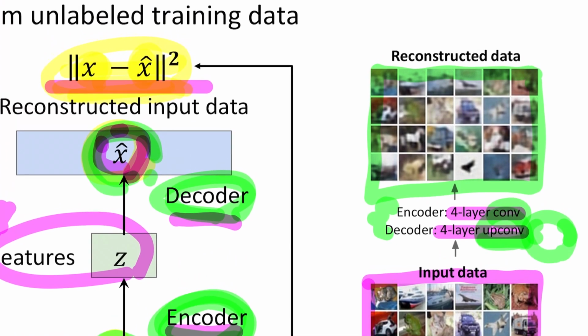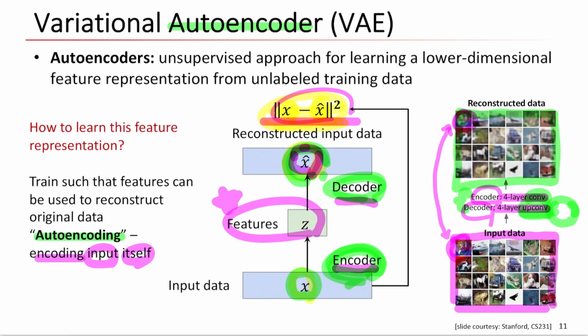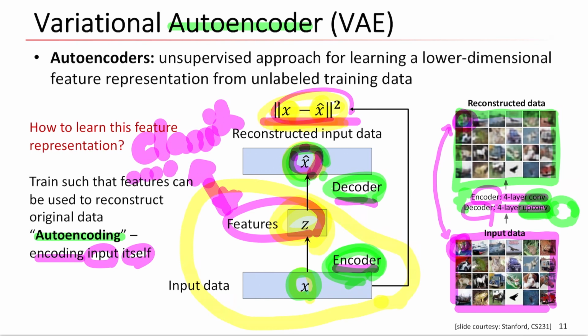So for example, this is the original image, and this is the generated image. What we want to do is make these two the same. By using this signal, we can train this encoder and decoder, right? And then if we have a good encoder, so a good feature representation, we can use this feature representation to solve subsequent tasks, for example classification or other tasks, right? So rather than using the original input data, by using this feature representation, we can understand the input more accurately, okay? So this is the general idea of the autoencoder, right?